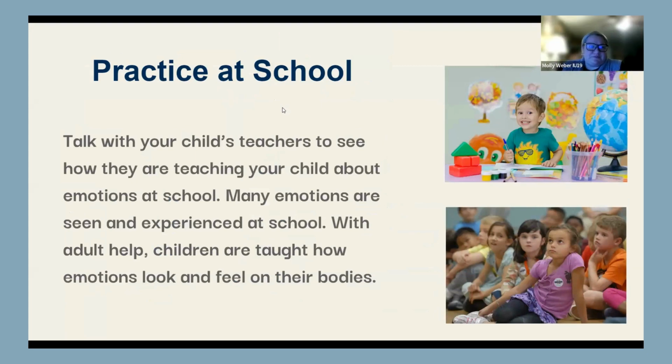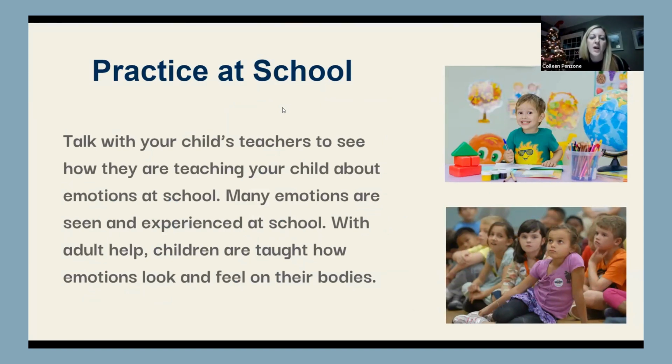Okay. So Molly did some things we can do to practice at home, and some of the things we can do to practice at school are really talking with your child's teacher to see how they are teaching their child about emotions at school. So you want to make those home-school connections. So ask them what they're using. What kind of pictures are they using? What kind of books are they using? So maybe you can also use the same language, talk about the same types of things at home to make those connections.